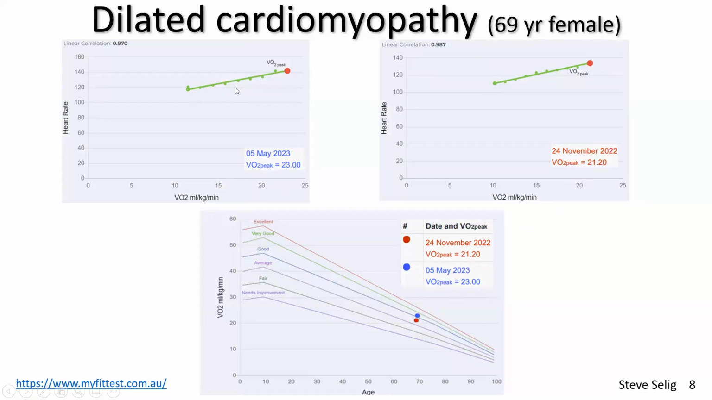And then after some training, we were able to lift her VO2 by about 8%, which is just enough to notice it. She's an ongoing client of ours, and we're hoping to obviously get more than that, but at least we got about an 8% improvement, which will be enough to make some difference to her lifestyle. And again, a very nice incremental exercise test performed using my app, myfitness.com.au.